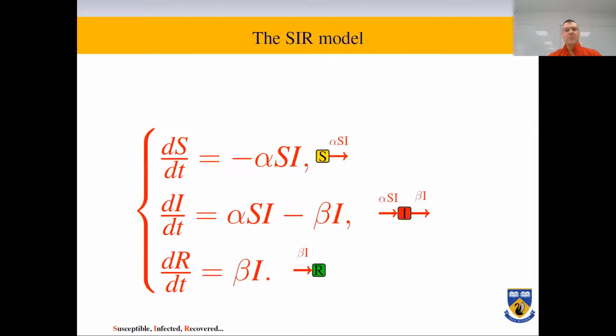So the first line says that the variation of susceptible individuals is due to the fact that alpha S I people leave the susceptible compartment and go to the infected compartment. The second line says that the number of infected people changes because at each time alpha S I individuals come from the susceptible compartment, but also beta I leave from the compartment of the infected ones. And the third equation says that the number of recovered people changes because each time a fraction beta I of the infected comes to the recovered.